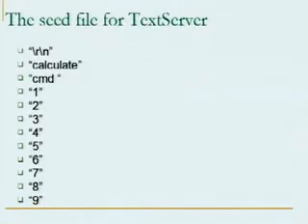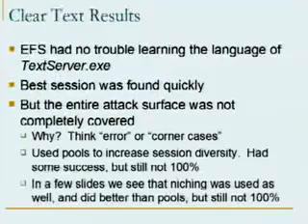So the seed file for this fake text server would basically just be the 9 numbers that are possible. Again, on low, only the number 1 is acceptable. On medium, 1 through 4 is acceptable. On high, 1 through 9 is acceptable. And then a couple other strings like carriage return, line feed, calculate, command. It should be able to shuffle those all together, insert fuzzy heuristics, find bugs, and do all that kind of stuff.